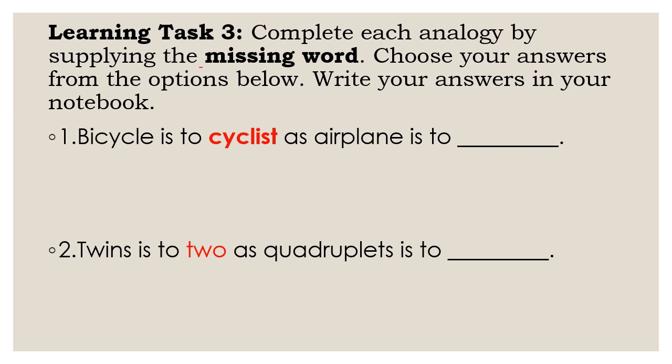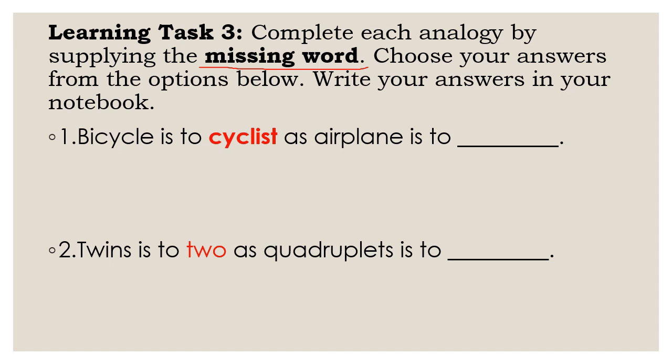So again, you're going to find the missing word. On your module, there are choices on the left or inside the box. You're going to get the answer inside the box. Now here, you're going to write the missing word on your notebook, meaning no need to copy the entire sentence. Let us have number 1 and 2 again as an example.